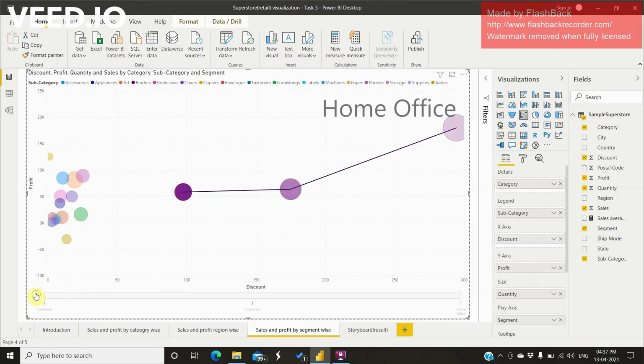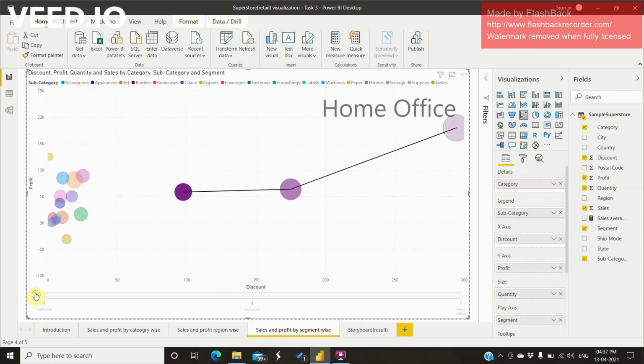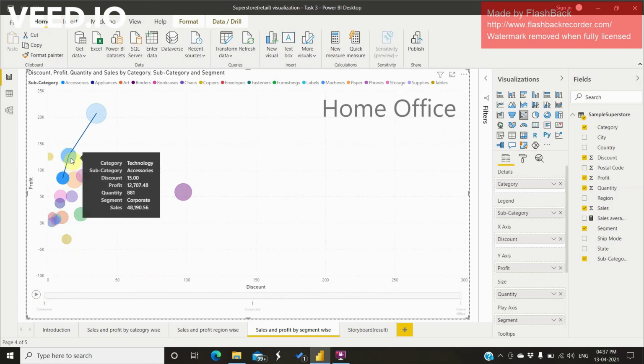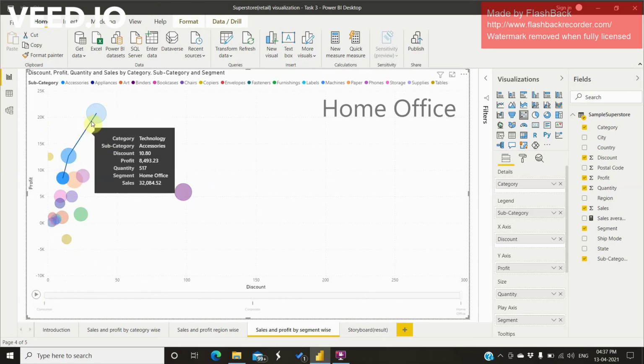It will decrease like this. This is for binders. Next we are going to see the accessories that won't get sold in the home office, and comparatively in other subcategories.